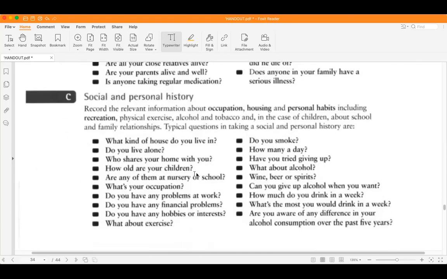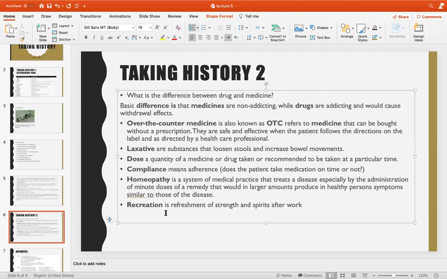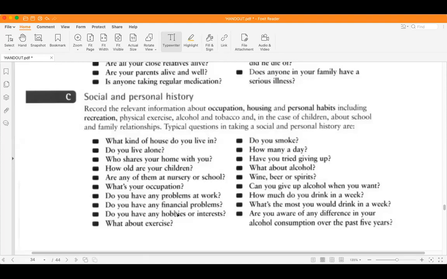Social and personal history, record the relevant information about occupation, housing, and personal habits, including recreation. What is the meaning of recreation? Recreation means refreshment of strength and spirits after work. So, to ask about what this patient does for entertainment, any type of sports, anything like that.